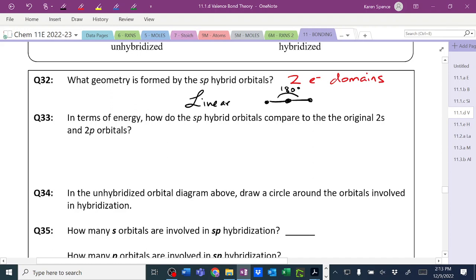Not this test. Not this test. But fortunately, linear is super easy, right? You don't have to be like, oh, what's the angle? It's not like 109.5, which is a weird number, right? This one's like, oh, it's 180.